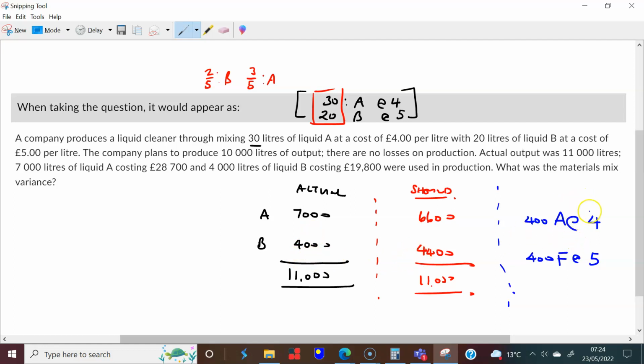So here we have 1,600 adverse, and here we have 2,000 favorable. So overall, this leads you to a 400 favorable variance, right? And that's how you deal with this. So that's the kind of the process.